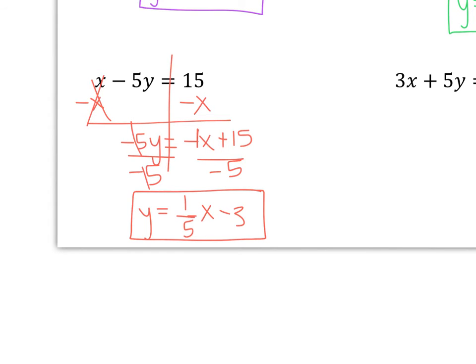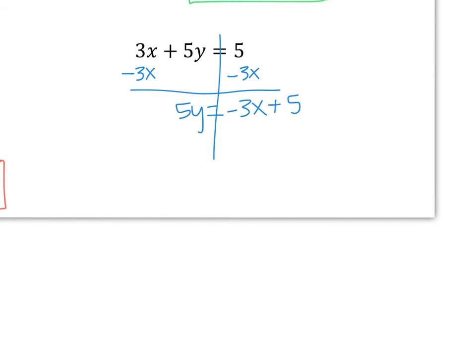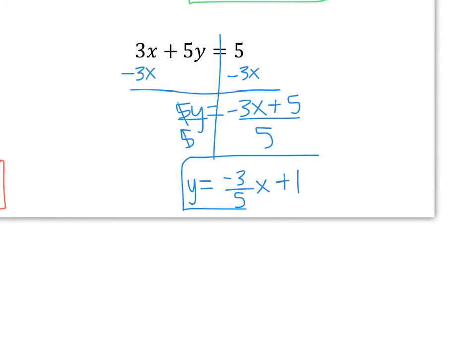All right, and let's look at the last example here. So I will go ahead and subtract 3x to the other side and get 5y equals negative 3x plus 5. Isolate my y variable by dividing by 5 and get y equals negative 3/5 x plus 1.